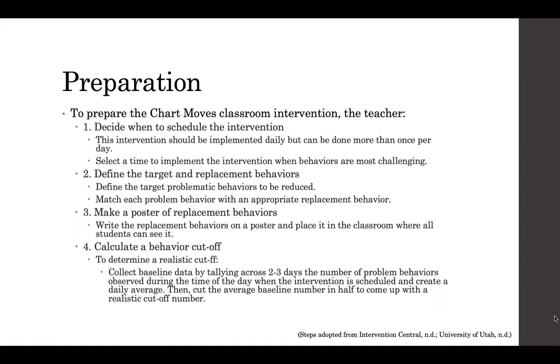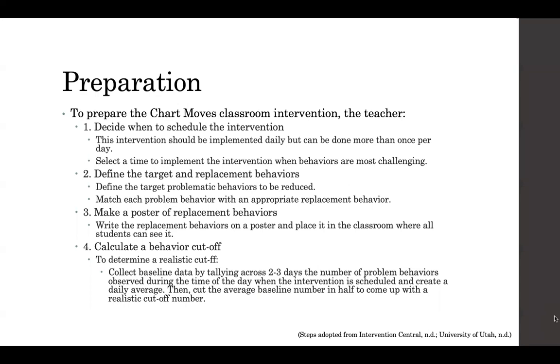Then calculate a behavior cutoff. The classroom gets to move ahead on the reinforcement chart in the session every time the total number of problem behaviors falls below the teacher-defined cutoff number. To determine a realistic cutoff, collect baseline data by tallying across 2 to 3 days the number of problem behaviors observed during the time of the day when the intervention is scheduled and create a daily average. Then cut the average baseline number in half to come up with a realistic cutoff number.